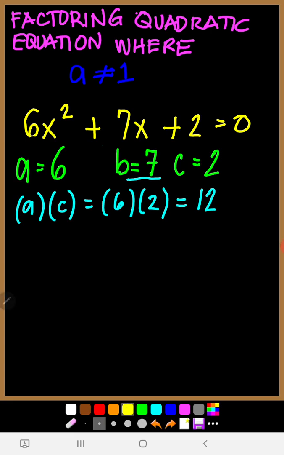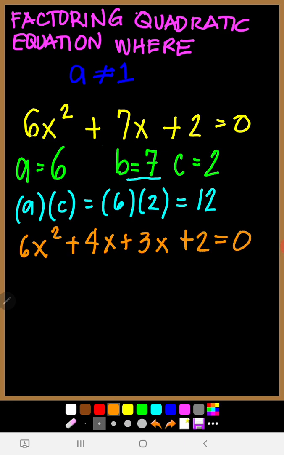So we go back to our original equation. So 6x squared. Instead of writing 7x, we are going to use 4x plus 3x. And then plus 2 equals 0. Actually, these are the same numbers, because 4x plus 3x is still equal to 7x.